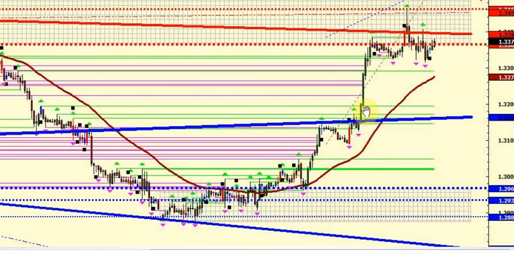So that is the price action for the Euro USD this week.